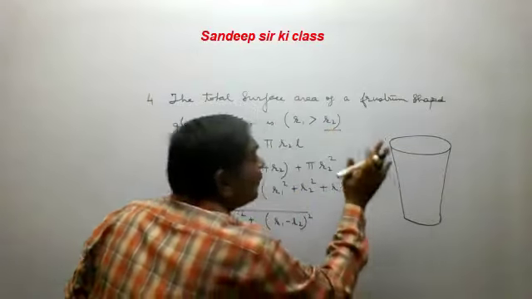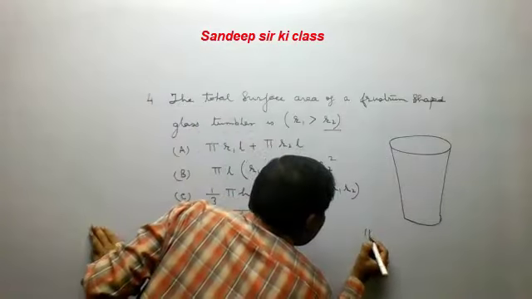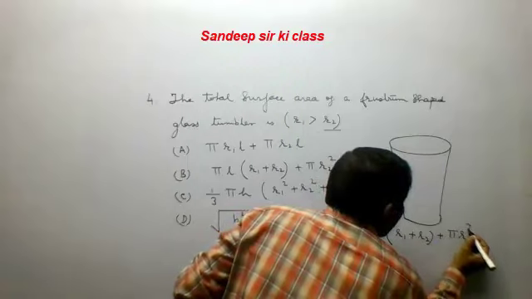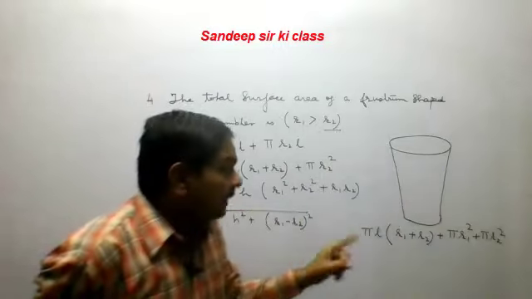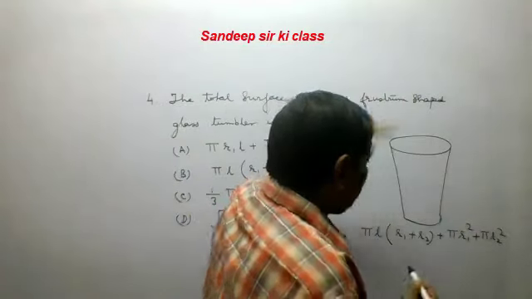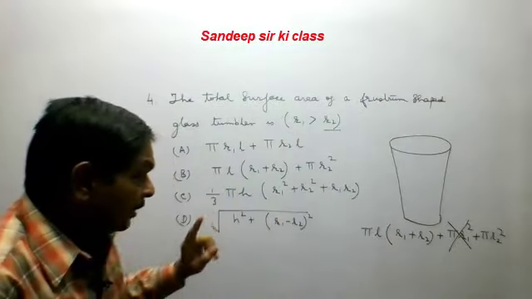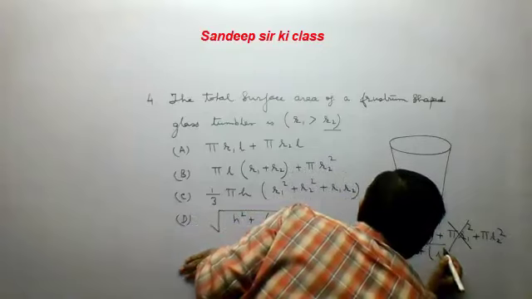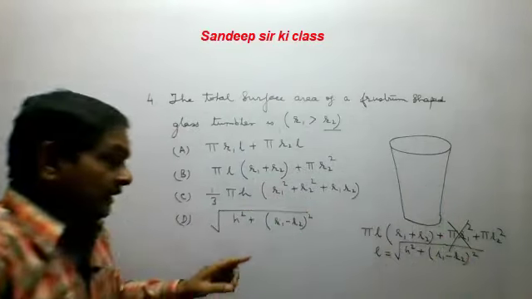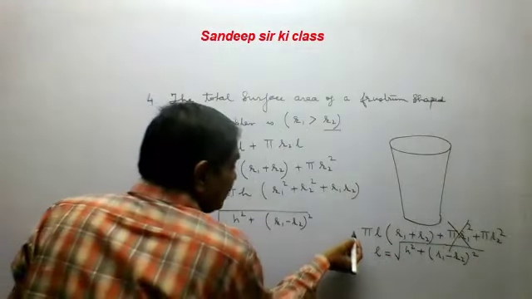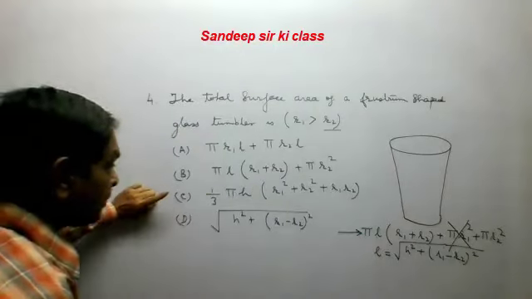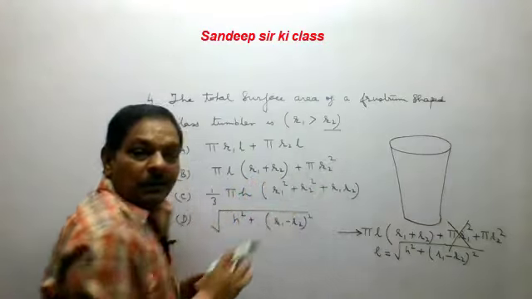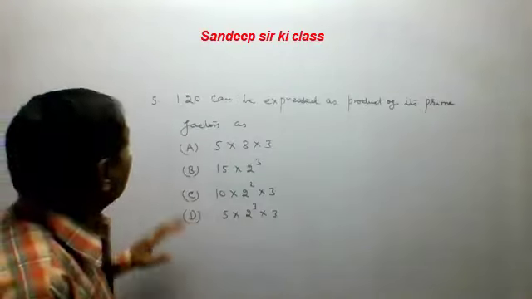So our formula for a frustum shaped solid is pi L within bracket (R1 plus R2) plus pi R1 square plus pi R2 square. Here we do not have the top area because it is open, so this will not be coming into consideration. Now what is the value of L? L here in the formula is under root h square plus (R1 minus R2) whole square. That is the value of L here. So here the total surface area will be this formula. Option B is correct: pi L in bracket (R1 plus R2) plus pi R2 square. Option B, correct choice. Now we'll see question number 5.